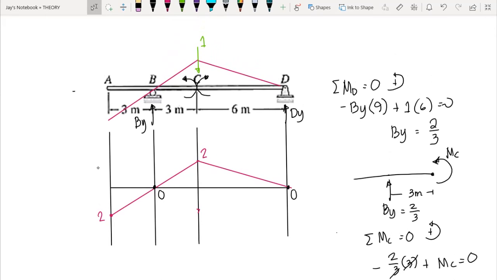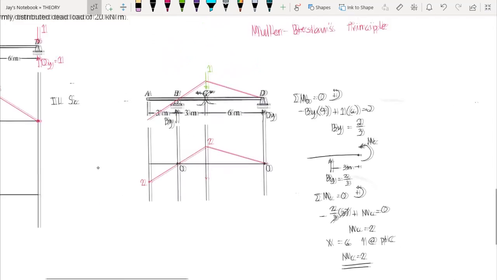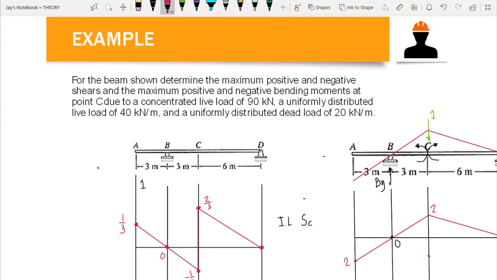So we use Muller-Breslau's to expedite the process. But the real question here is to compute the maximum positive and negative shears when you have a concentrated live load of 90 kilonewton, a uniformly distributed live load of 40 kilonewton per meter, and a uniformly distributed dead load of 20 kilonewton per meter.